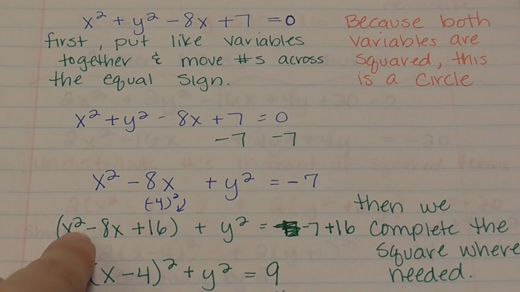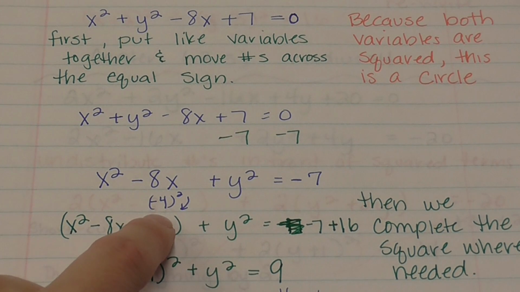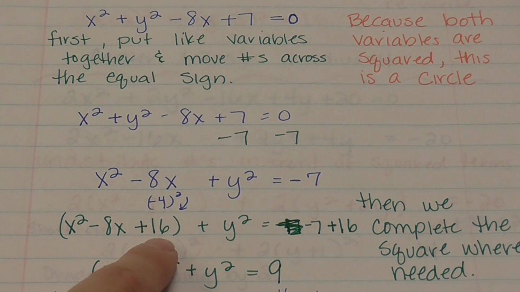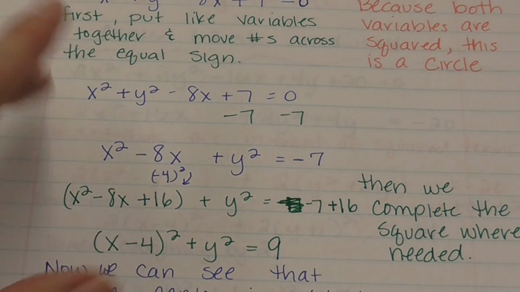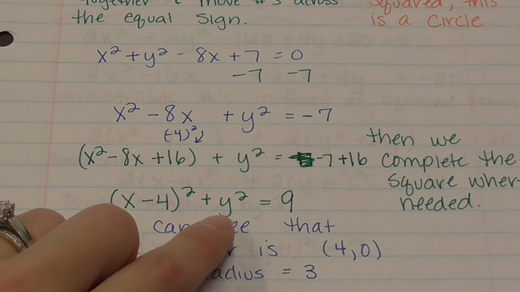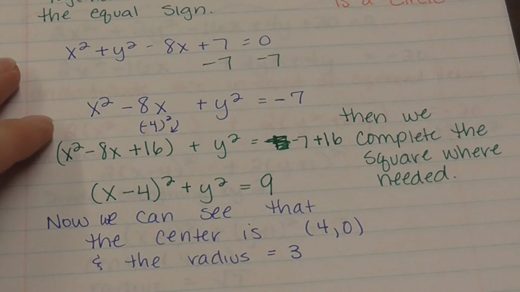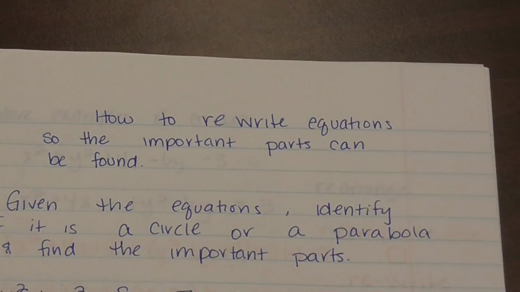Then I'm going to complete the square. So this is the long way of doing it, where we said, okay, half of 8 squared is 16. So if I add 16 here, I need to remember to add 16 here, and that drops us down to x minus 4 squared plus y squared equals 9. Well, now we can see the center is positive 4, 0, and the radius is just the square root of that 9, which is 3.